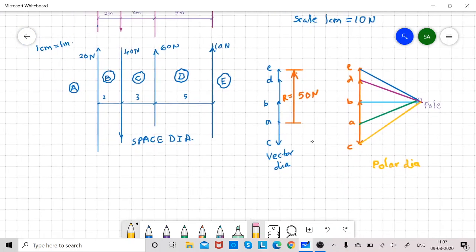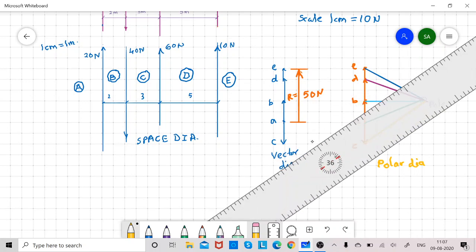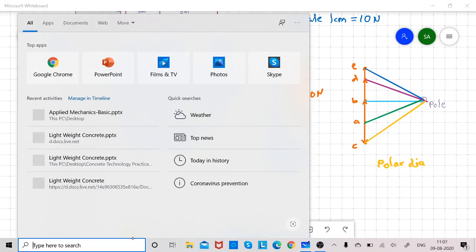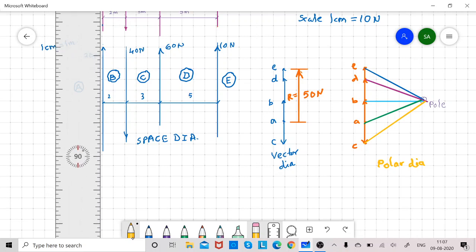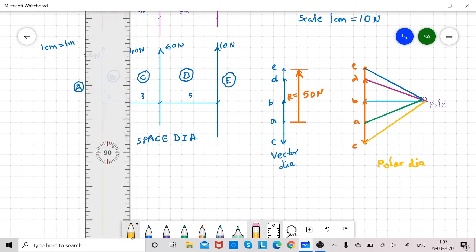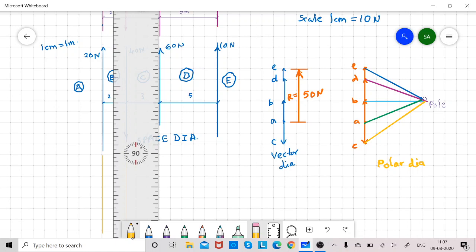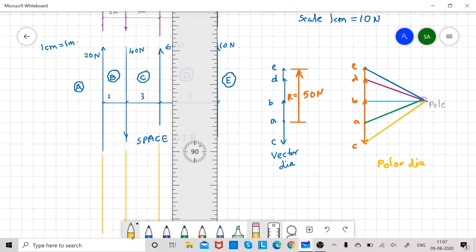Now, coming back to the space diagram. Actually, you can draw on this space diagram as it is, but this is the problem. First problem, I will again draw this space diagram, meaning I am extending or projecting the lines to draw the next diagram, which is known as the funicular polygon.